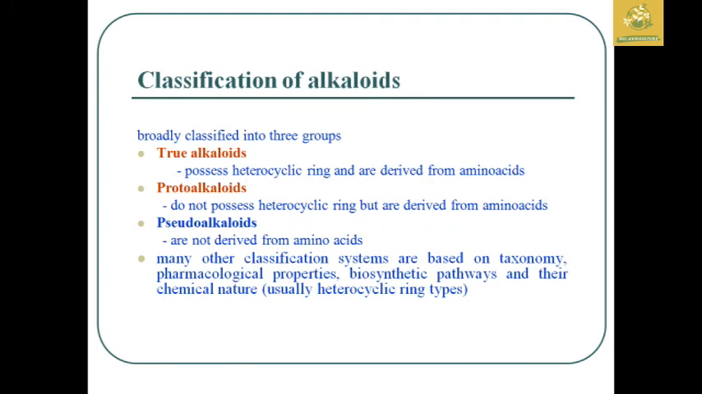So the classification of alkaloids can be broadly divided into three types: true alkaloids, proto-alkaloids as well as pseudo-alkaloids. The true alkaloids are mainly derived from amino acids and have heterocyclic rings, and the proto-alkaloids do not possess a heterocyclic ring but are derived from amino acids. Pseudo-alkaloids are an exceptional case, which are not derived from amino acids. So this is how the major classification occurs, and based on the morphological properties and biosynthetic pathway, the taxonomy of the alkaloids is done.